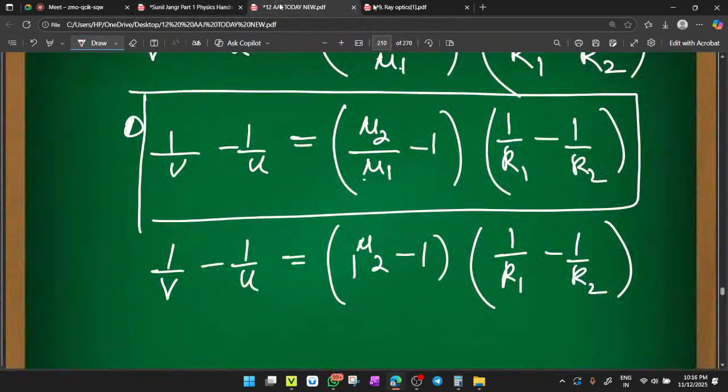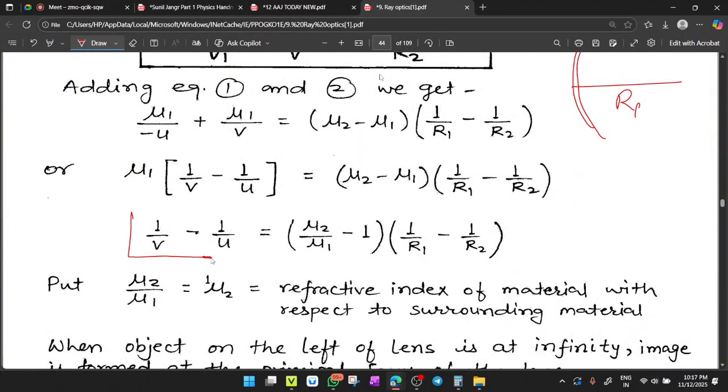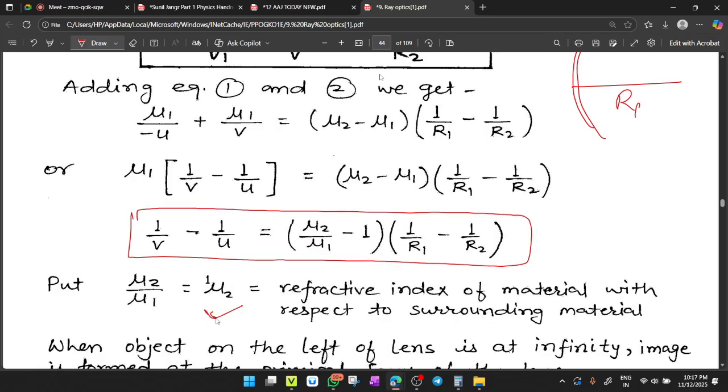So check: 1 upon v minus 1 upon u equals mu2 upon mu1 minus 1, times 1 upon r1 minus 1 upon r2, where mu2 over mu1 equals 1 mu2, the refractive index of the second medium with respect to the first medium. Clear?